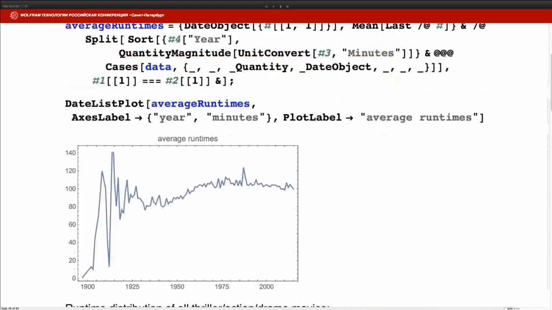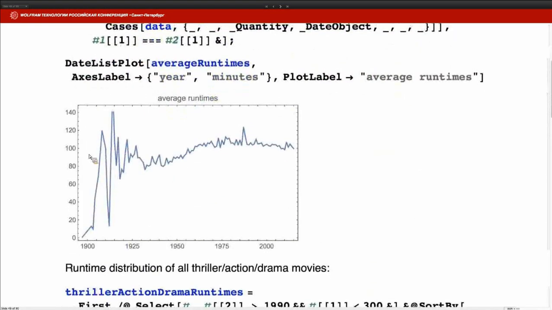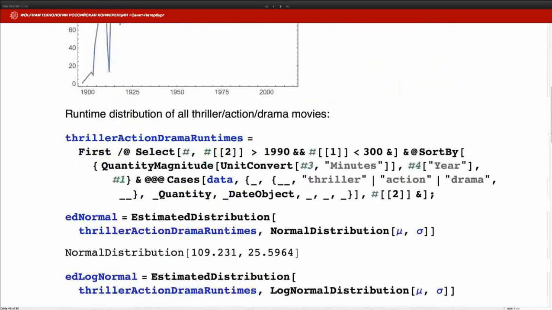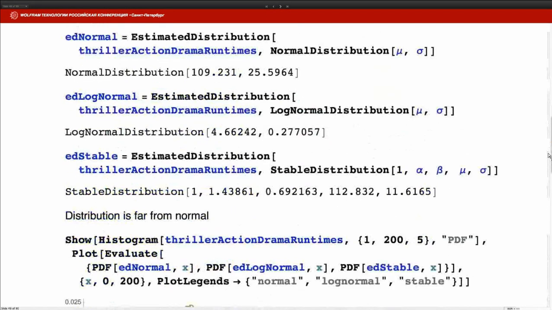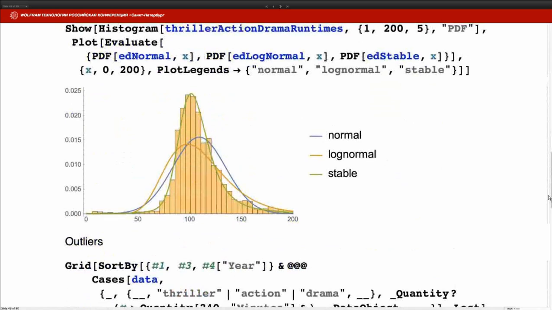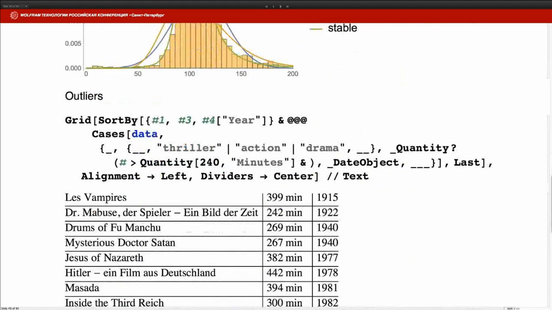Movie runtimes. What is the distribution of movie runtimes? We see over the years it stabilized pretty much exactly around 100 minutes. There was a time, especially in the beginning years, where people really experimented, but now it has stabilized. And then you can compare various types of movies, like thrillers versus action movies. Here's a distribution of many of them. They are the yellow histogram. But it's interesting that a normal distribution, the blue one, fits it very badly. A log normal also fits it very badly. But a stable distribution, which is a relatively complicated distribution, fits it pretty beautifully.